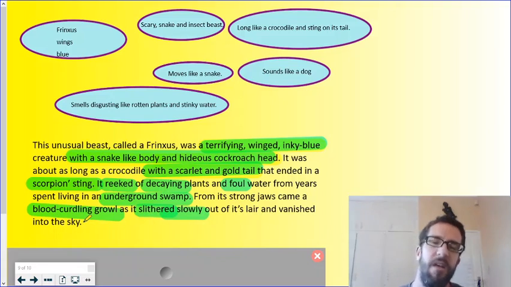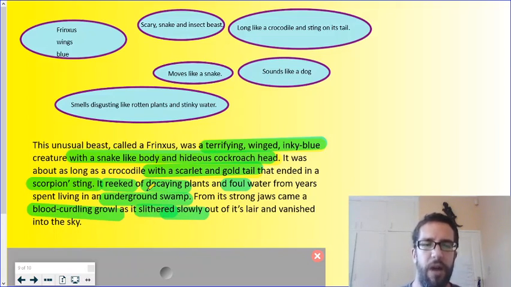All right. So as you can see, I took my really simple ideas and just expanded them by changing the vocabulary, coming up with better synonyms for words like scary, for words like move, for words like rotten. And I really thought about what this creature smelled like, sounded like, and so forth. So I hope this gives you an idea of how you can take something really simple and really expand it and make it into a much better descriptive paragraph.